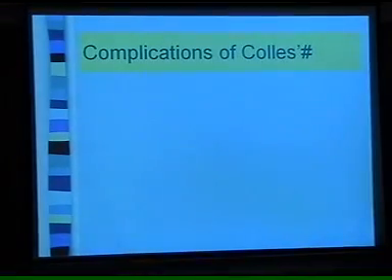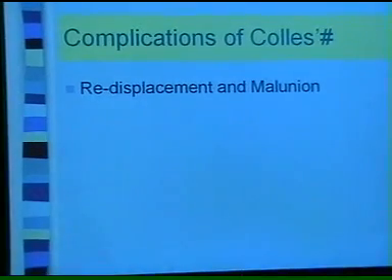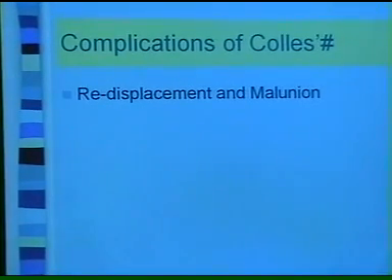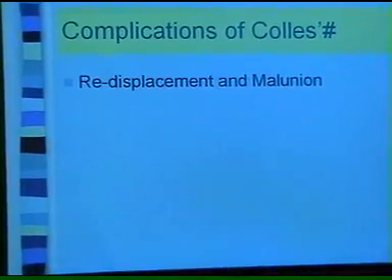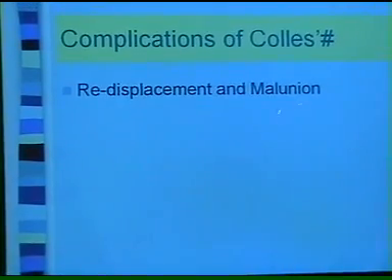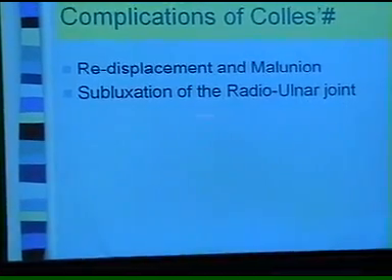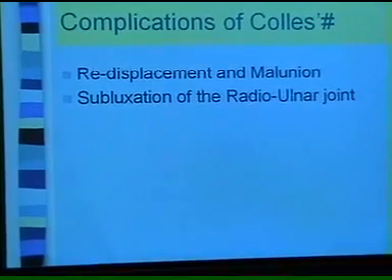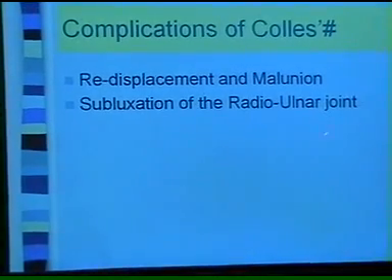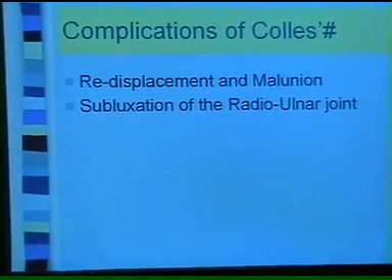I'll give you a few complications of Colles fracture, which you might have come across. You have reduced it, and it just redisplaces and joins up in a malunited position. Subluxation of the radioulnar joint, because it's not only got a wrist joint there, a distal radiocarpal, but a radioulnar joint.